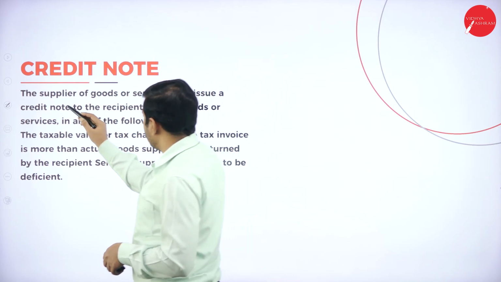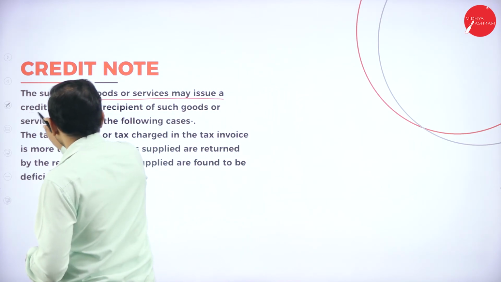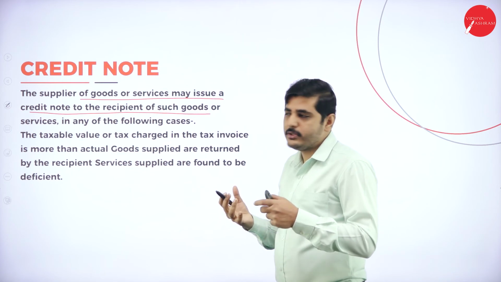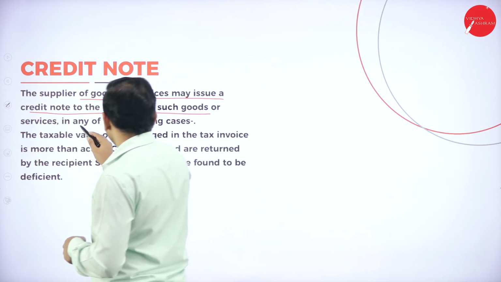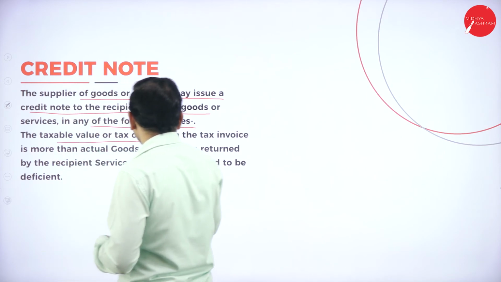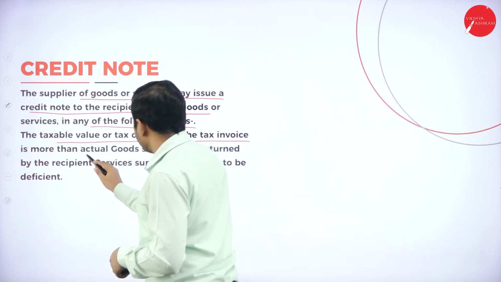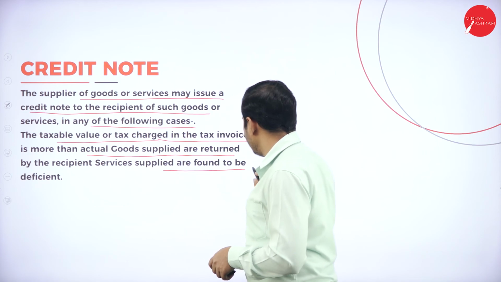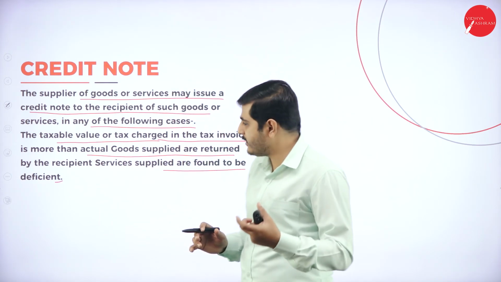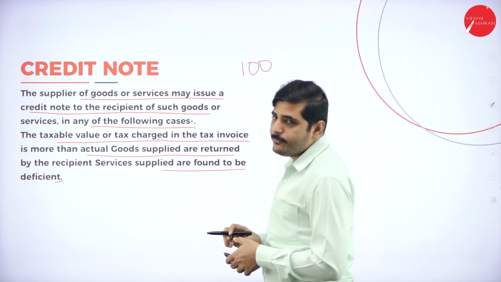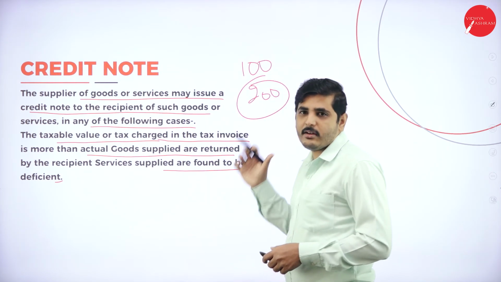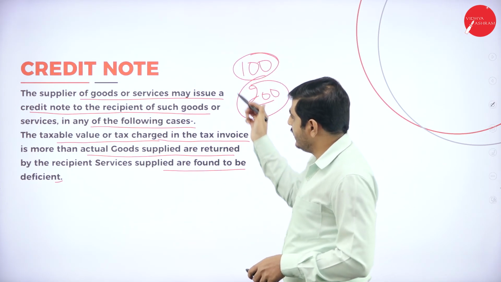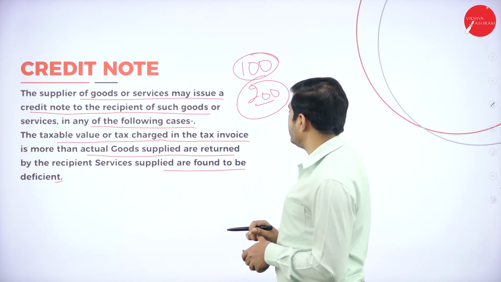What do you mean by credit note? The supplier of goods or services may issue a credit note to the recipient. So who will issue the credit note? The supplier of the goods will issue the credit note to the recipient in the following cases: the taxable value or tax charged in the tax invoice is more than the actual goods supplied or returned by the recipient, or the service supplied is found to be deficient. For example, if we have to charge 100 rupees tax, but we have charged 200 rupees, which is more than the actual tax of 100 rupees, in this case the supplier will issue a credit note to the recipient of the product.